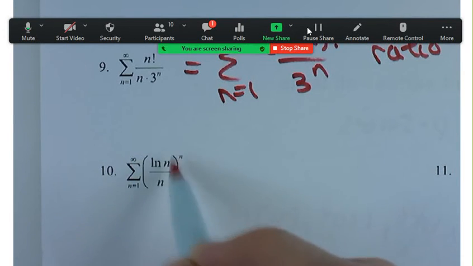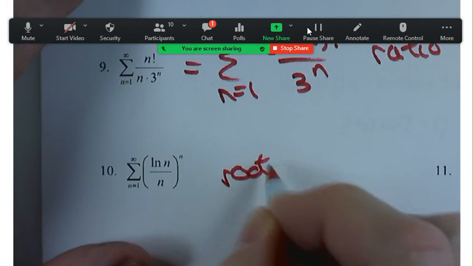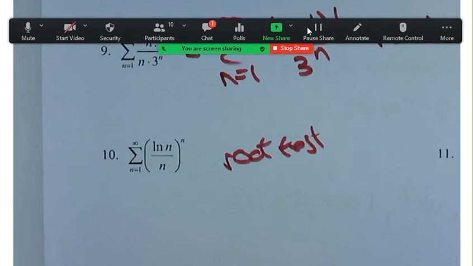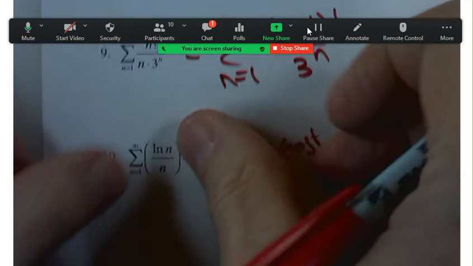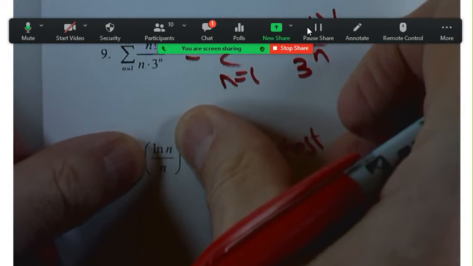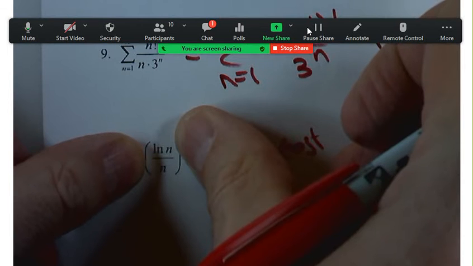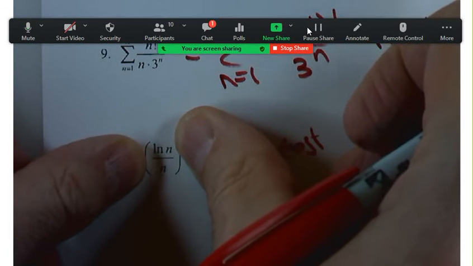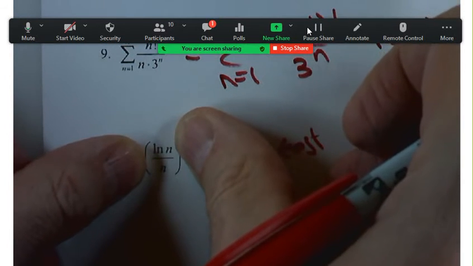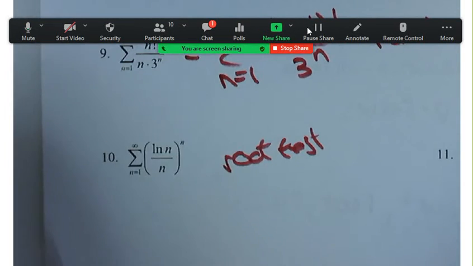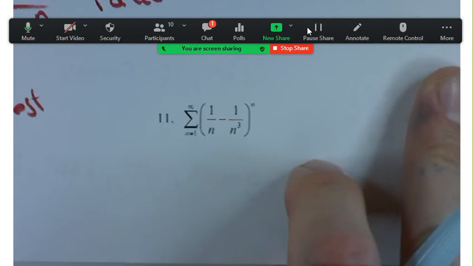Well, you got something to the nth power. That's kind of hinting you at Muhammad's favorite test, which is the root test. And using the root test, you can see that the limit of this, ln of n over n, is going to go to 0. And you might have to use L'Hopital's rule to convince yourself of that, but it's okay. You can do that. You're professionals. You have my opinion, or my permission.